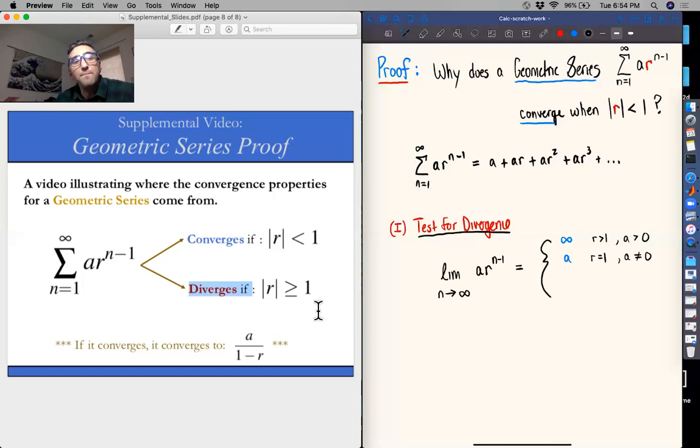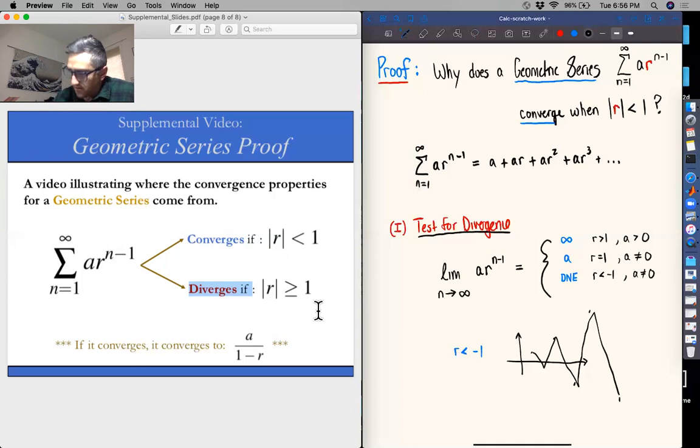The other limit we have, though, is what happens if r is less than minus 1. Well, if r is less than minus 1, what we're basically going to see from this series is every subsequent term will be positive, negative, positive, negative. But these terms are going to grow in magnitude and keep bobbling up and down, getting larger and larger. So if we looked at the limit as n goes to infinity of some number less than minus 1 raised to the n minus 1, that's not going to exist, because we're going to get this oscillation bouncing back and forth where those oscillations are getting larger. So this limit does not exist in this case in which r is less than minus 1. And of course, we're assuming a doesn't equal 0 as well.